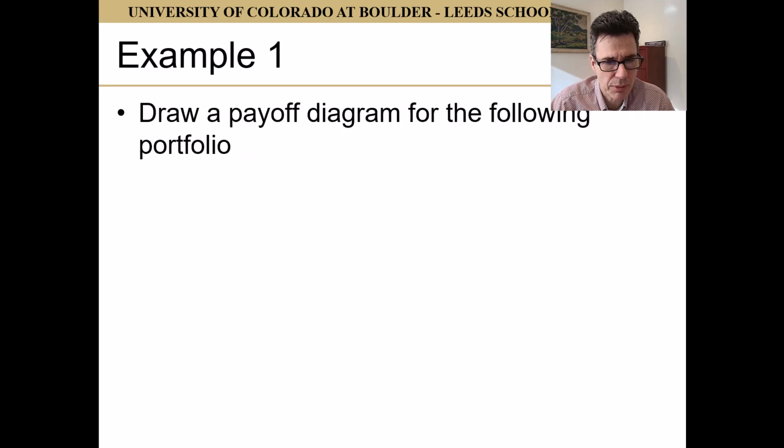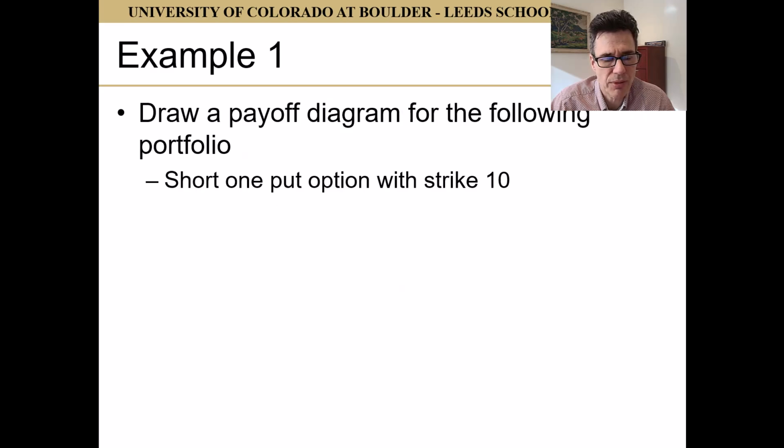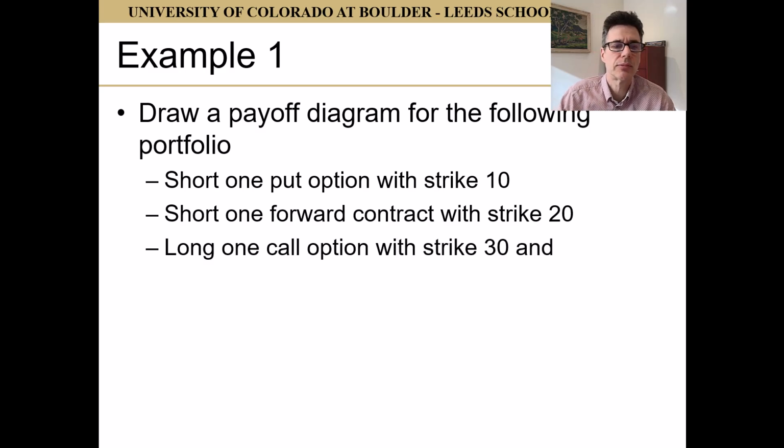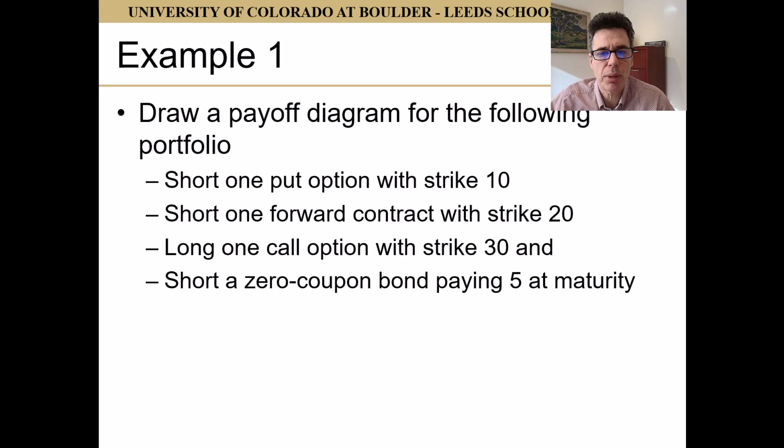Let's do an example. So we're going to draw a payoff diagram for the following portfolio. Short one put option with strike 10, short one forward contract with strike 20, long one call option with strike 30, and short a zero coupon bond paying 5 at maturity.